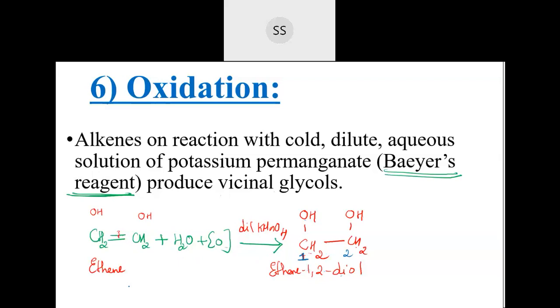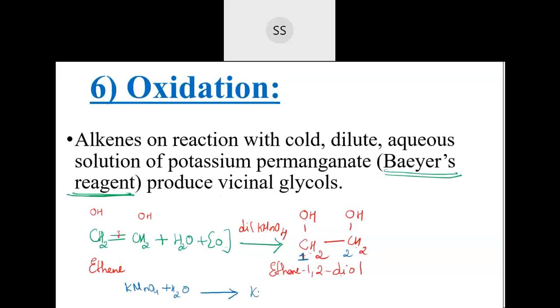If you want that KMnO4 reaction, I'll put it down. KMnO4 in the presence of water gives you this compound, that is KOH, plus MnO2 and produces nascent oxygen. This is not required for you. In the exam, you need not write. It's only for your understanding I have given.